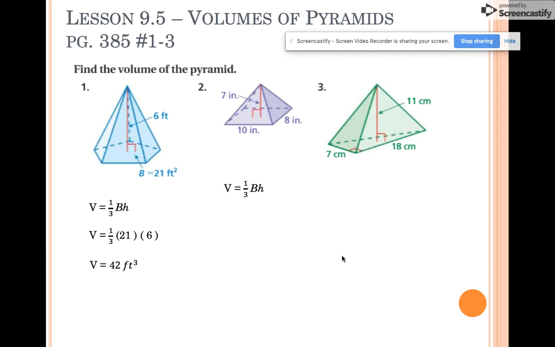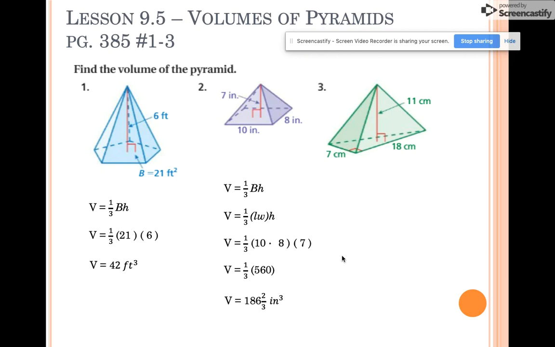In number 2, we have a rectangular pyramid, so I'm going to use 1/3 times length times width times height, and substitute in 1/3 times 10 times 8, and the height of the pyramid would be 7. In this case, those 3 numbers are not divisible by 3, so I'm going to end up with a mixed number.